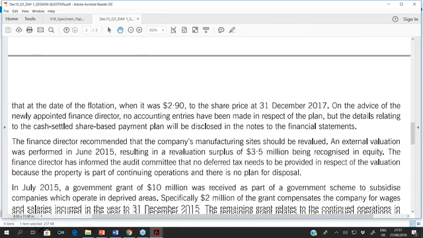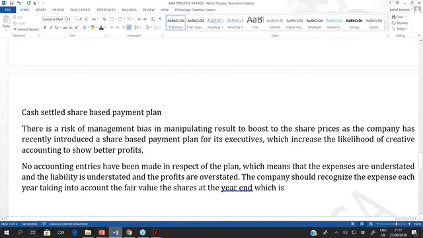So the company should recognize the expense each year, taking into account the fair value of the shares at the year end, which is $3.50. So the company didn't recognize an expense at all. They should have taken the fair value at the year end, and the fair value at the year end is $3.50.